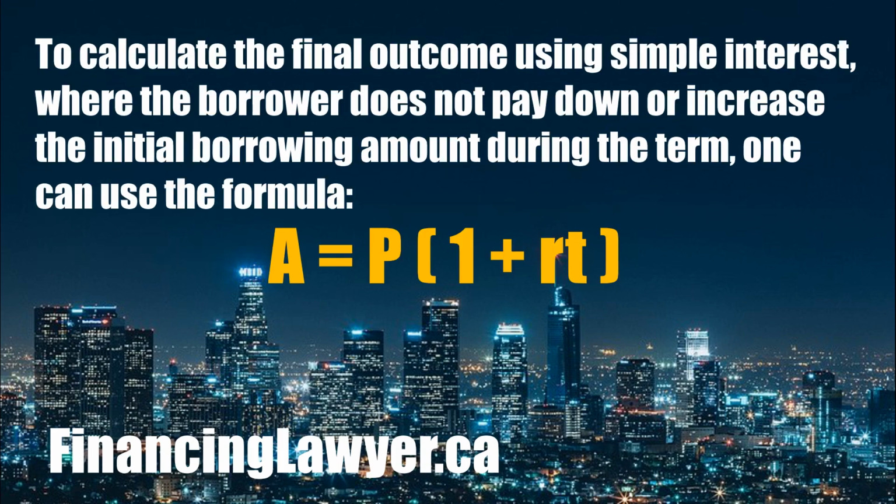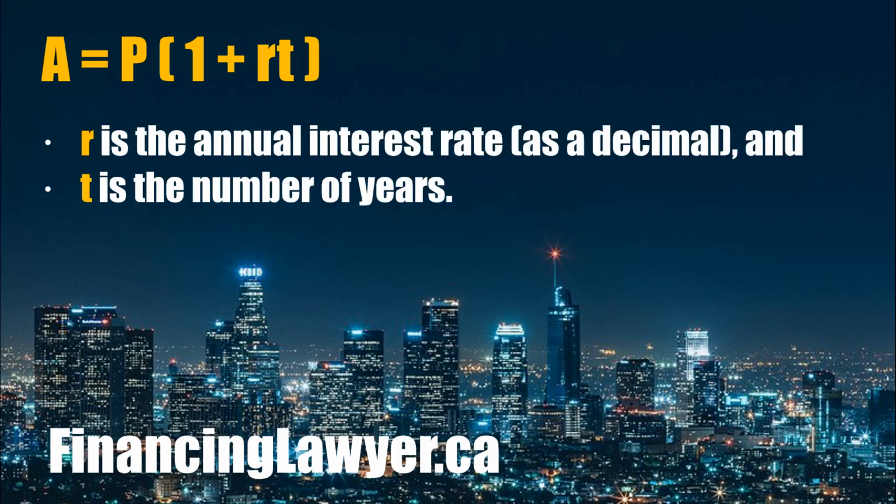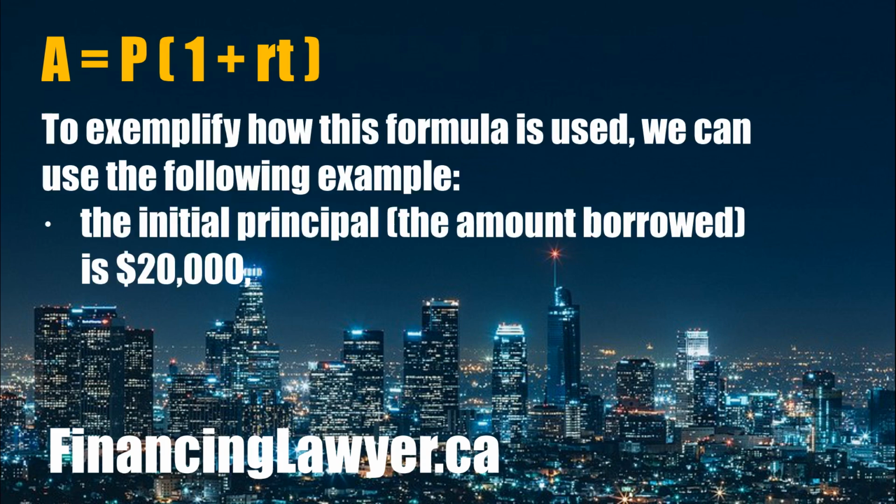To calculate the final outcome using simple interest, where the borrower does not pay down or increase the initial borrowing amount during the term, one can use the formula A = P × (1 + R × T), where A is the final amount, P is the initial principal, the amount borrowed, R is the annual interest rate as a decimal, and T is the number of years.